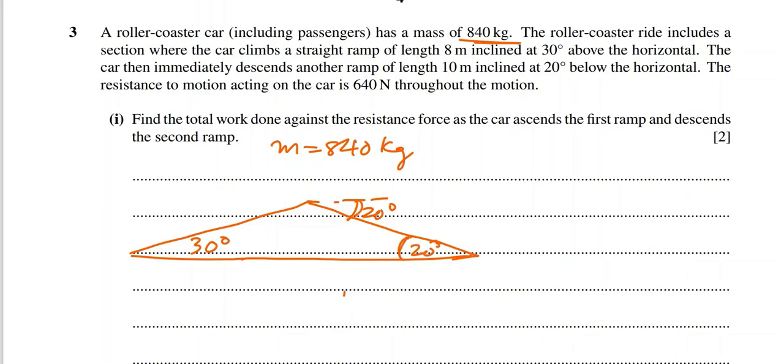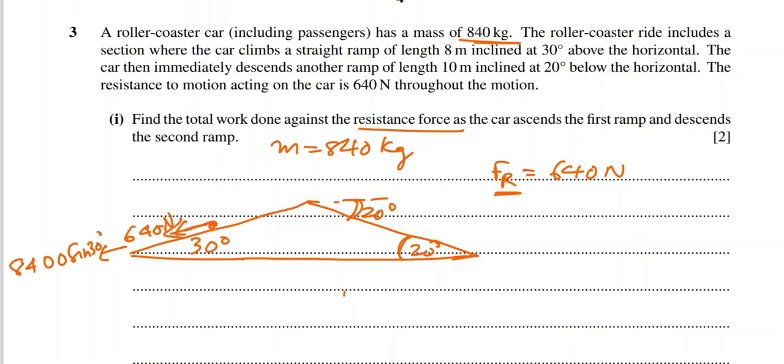All right. The resistance to the motion acting on the car is 640 newtons. So force of resistance is 640 newtons. Find the total work done against the resistance force, as the car ascends the ramp, first ramp, and descends the second ramp. Okay. There is a confusion here. That we know that the resistive force is 640 newtons, but there is one additional force, which will be the x component, rather we can call it, of the weight of the car in this direction, which will add to the resistance.